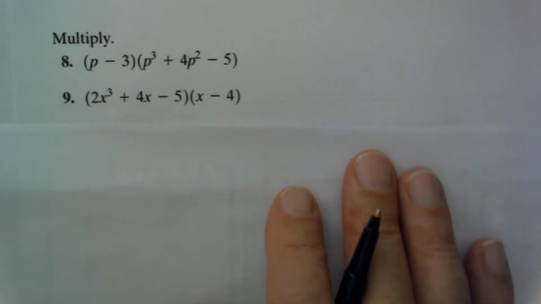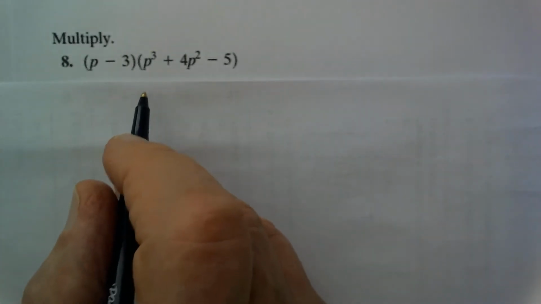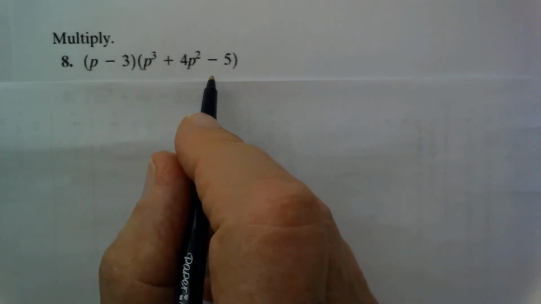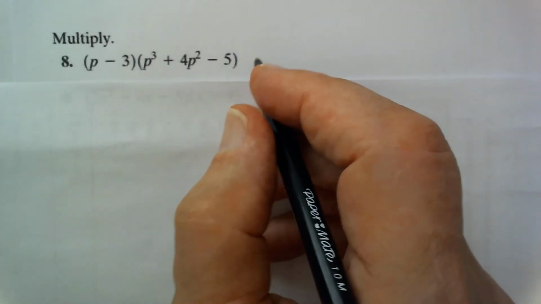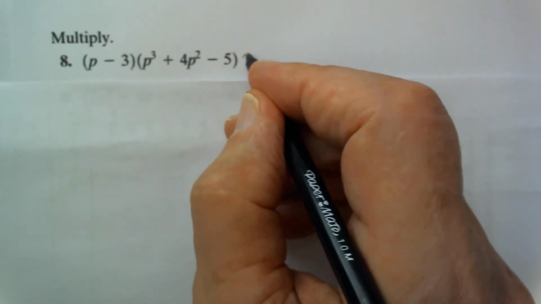So far we've multiplied a monomial times a binomial, and now we multiplied two binomials. The next step is where we're going to multiply a binomial times a trinomial. So that'll be the next exercise, number 8, where we multiply p minus 3 times p to the third plus 4p squared minus 5. And it's basically just an extension of what we did a moment ago.